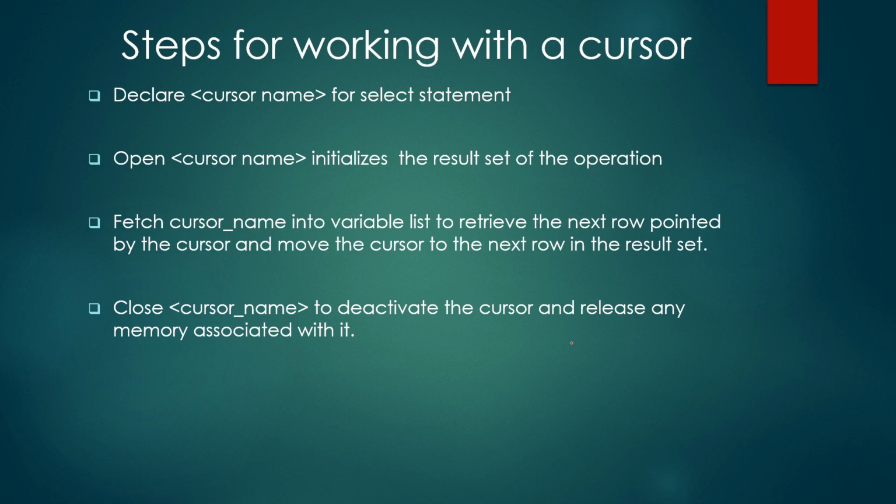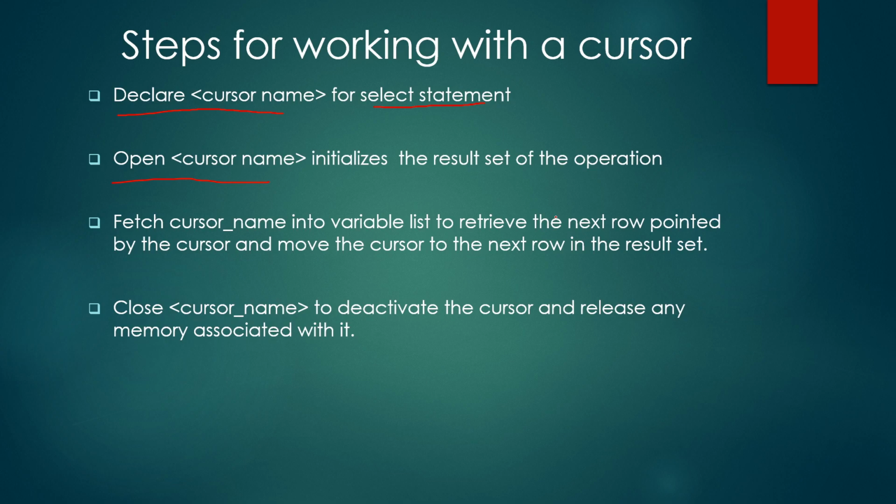Now steps for working with a cursor. Now let's understand how to implement a cursor. Very first step is we need to declare the cursor with select statement. This is our first step. We will create our cursor, we will declare it with the select statement. Our second step will be to open the cursor, meaning open the cursor name, meaning it initializes the result set. We are just initializing the result set.